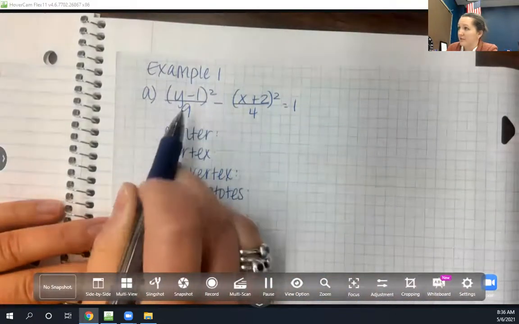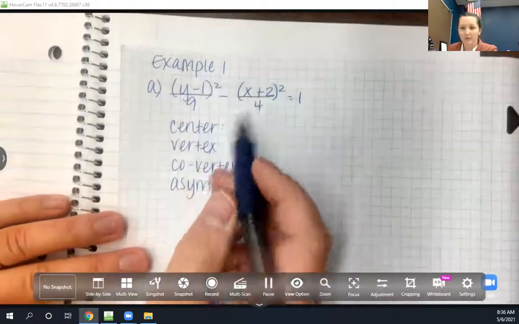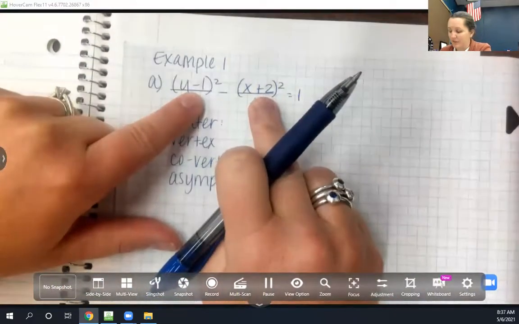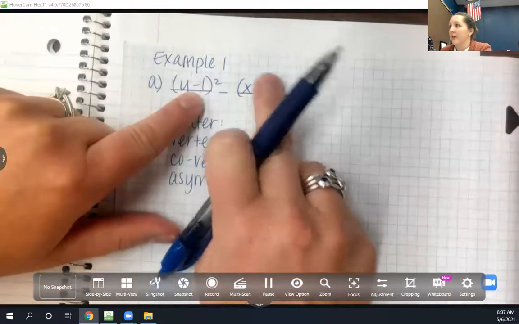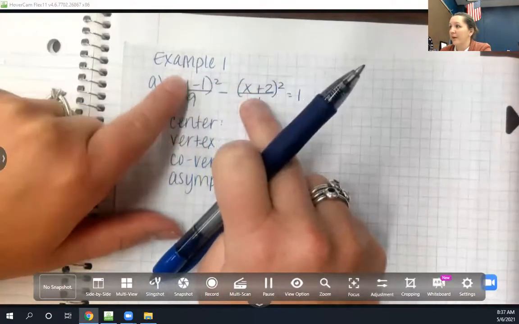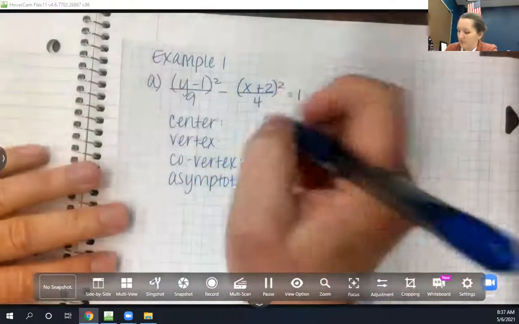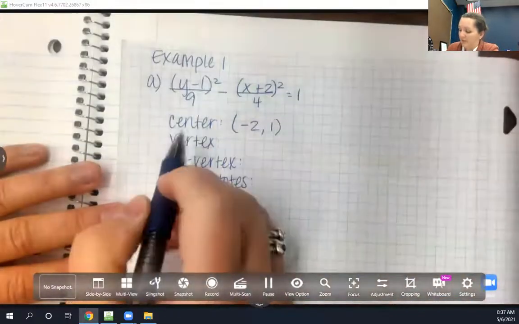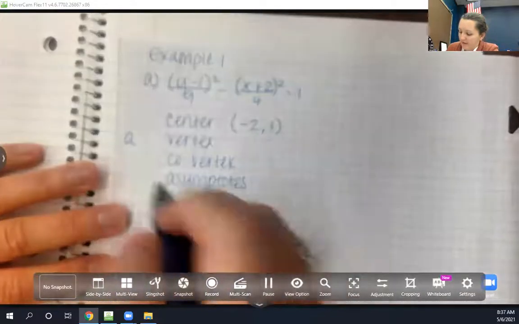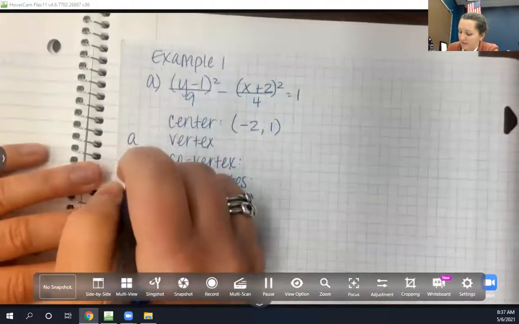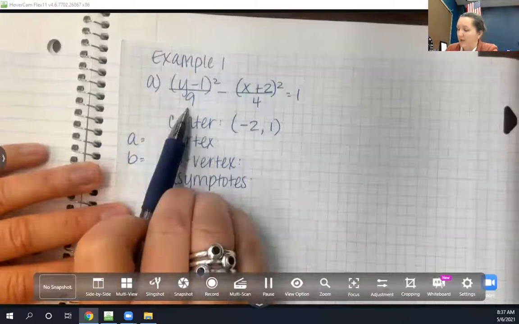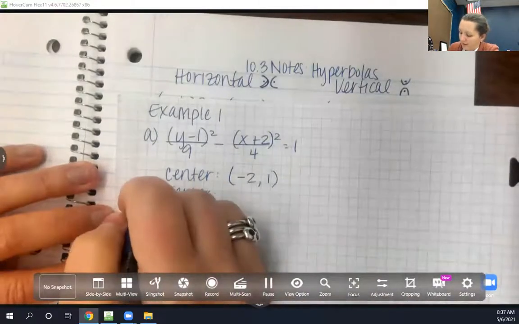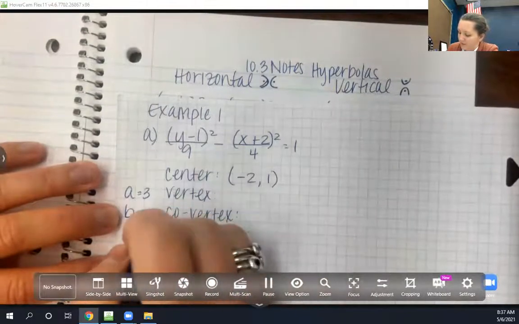So center is found just like in our circle and ellipse, but I want you to recognize, because I make this mistake too, that your x values go with your x and your y values go with your y. So your center here is -2, +1. Vertex is still A, co-vertex is B, so we can identify those. A was always first, right? So A is 3, and B is 2.